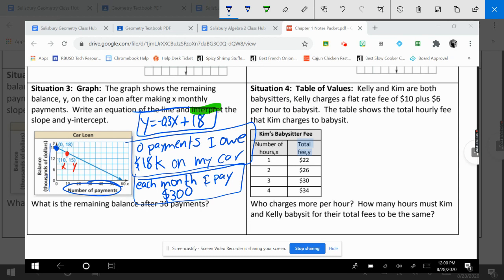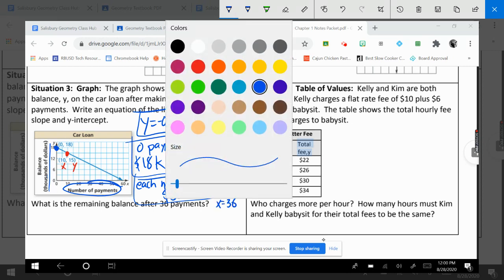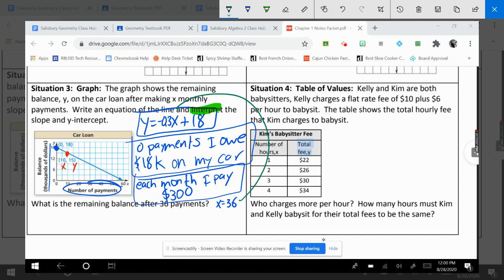Then what is the remaining balance after 36 payments? You make payments a month. That's why I've interpreted that as months. Well, 36 is payments, which is x. So x equals 36. We'll plug that into our equation here. So y is equal to negative 0.3 times 36 plus 18.